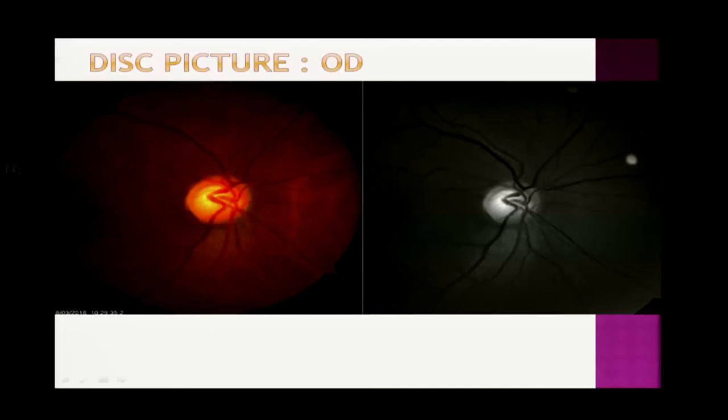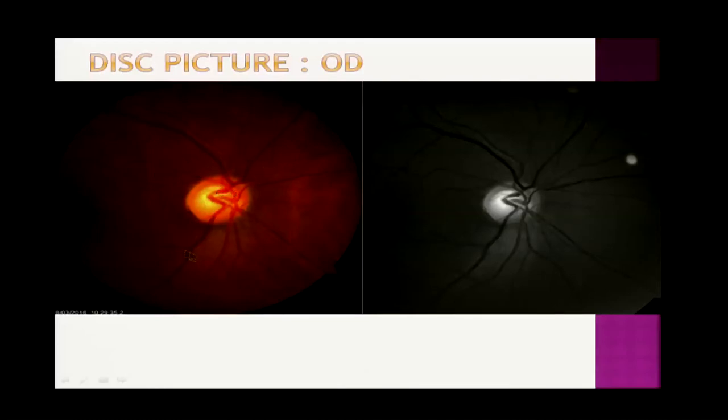This is a little large cup, right? And the neural lateral rim is good all around. There's a bit of thinning of the neural lateral rim, but I think otherwise it could be a large physiological cup, or it may be glaucomatous concentric enlargement. It could be either way, but there's no focal defect here.